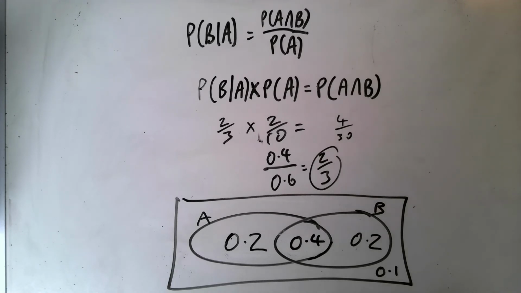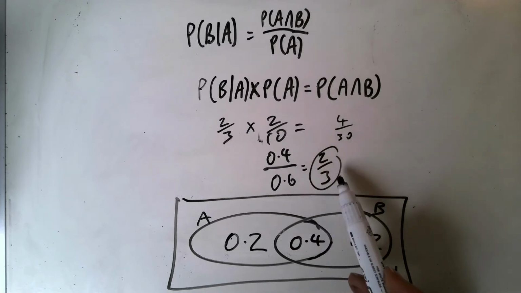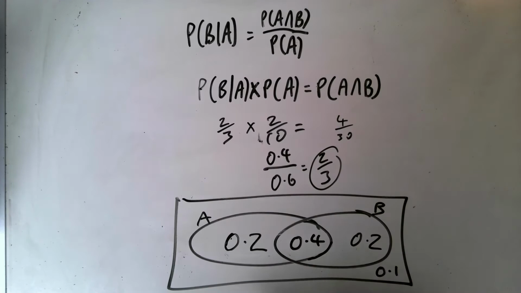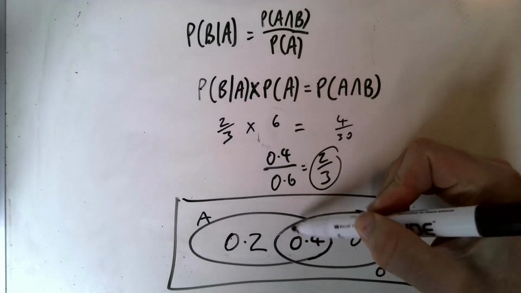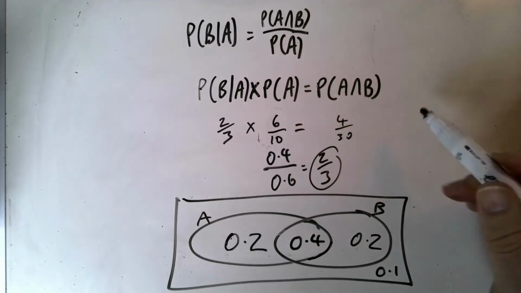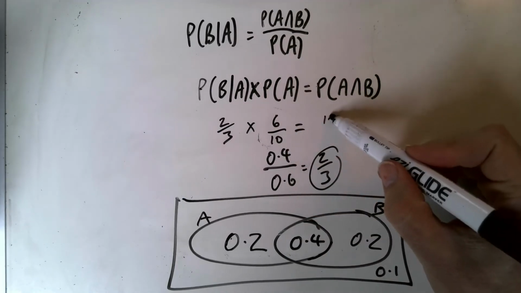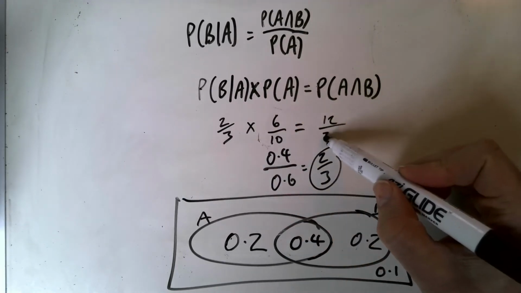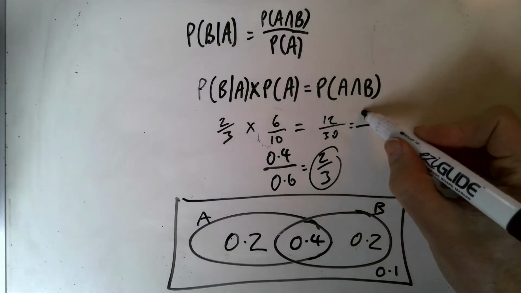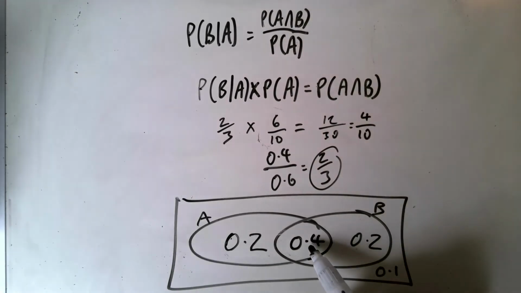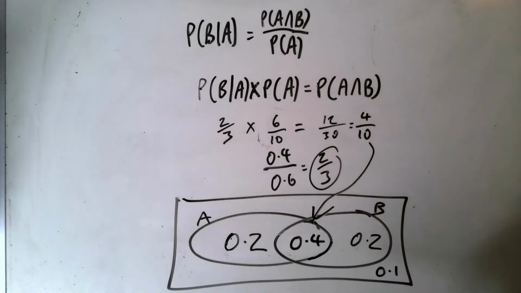The probability of B given A was 2/3. The probability of A was not 0.2, was it? Yeah, I'm sure lots of you have noticed that. It's actually 6 out of 10, isn't it? So if we did that, that would give us 12/30, and we could write that down to 4/10, which is what we've got there.